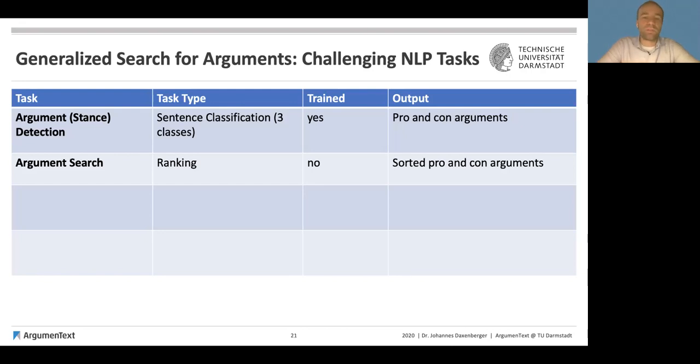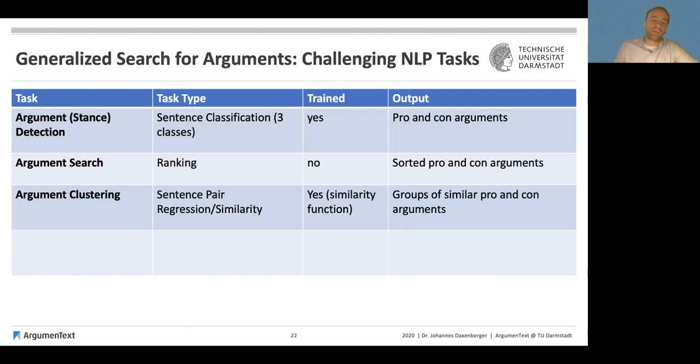In the second step, we need to rank the arguments. So the list of pro and con arguments for argument search needs to be ordered. And the output of this would be a list of sorted pro and con arguments. This task is not trained, so it is determined from the output of the first step.